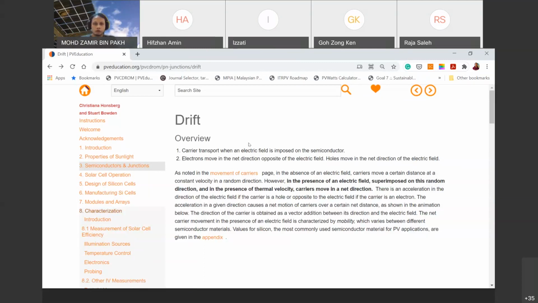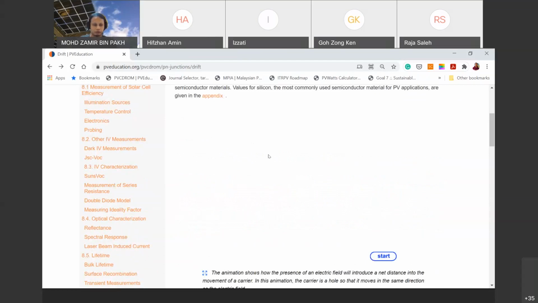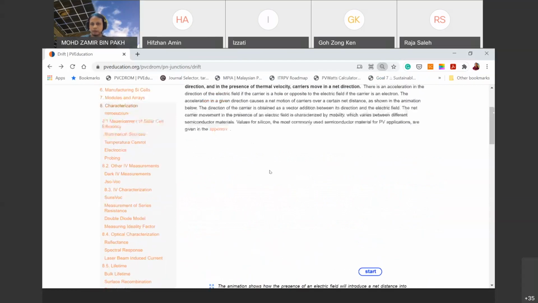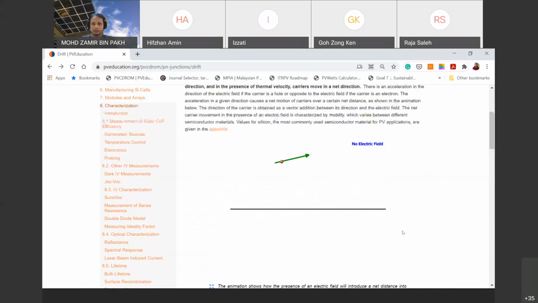So you can come to this and look at drift, for example. I'm just going to show you the animation that you can learn from here, because the things that I put in the notes are static, just pictures. So if you look at this animation, you understand more. So I can just play here, start.